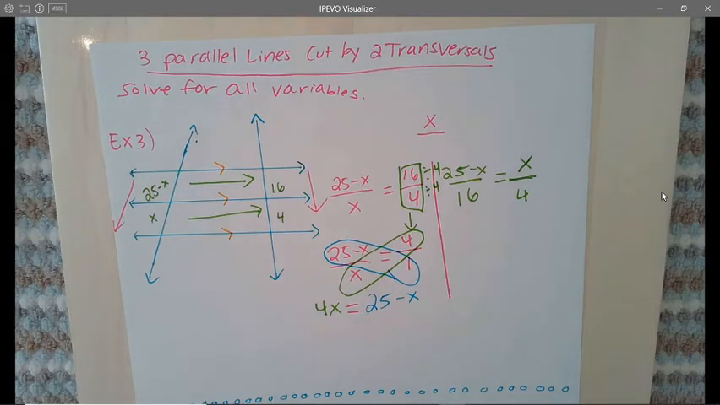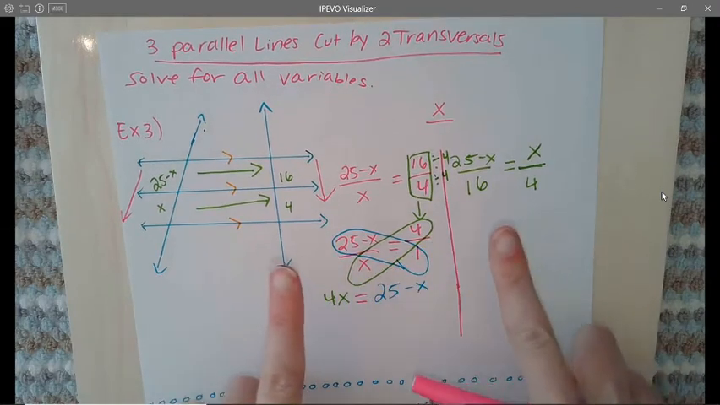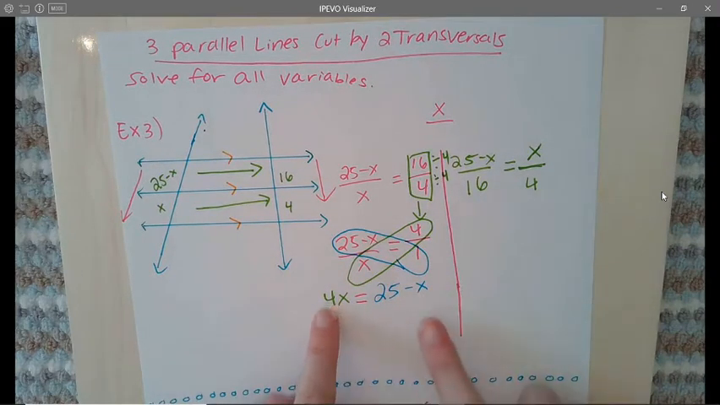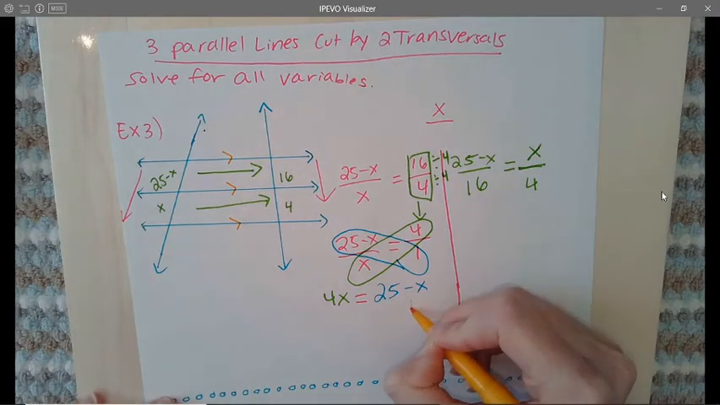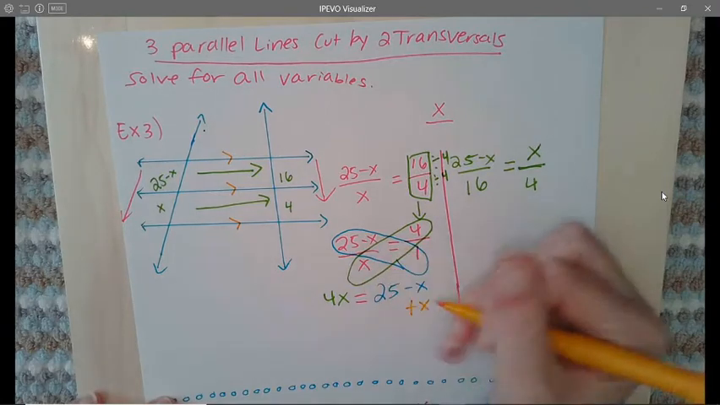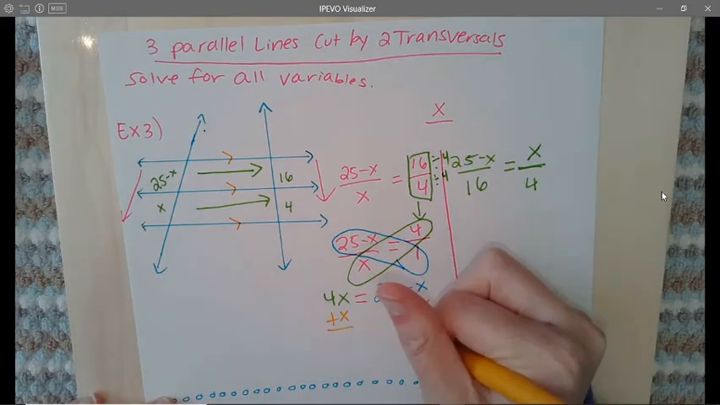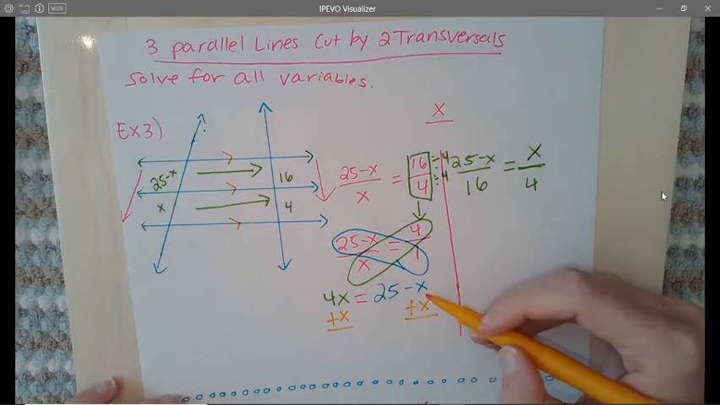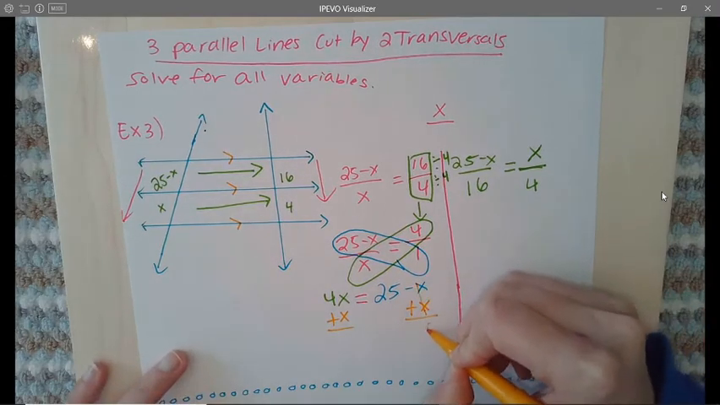So let's do it, you guys. Okay, so first, my x's are separated, so I must join together. I'm going to bring my negative x to the other side, which the way I bring negative x to the other side is by adding it on both sides. So I'm going to add x on both sides. Negative x plus x cancels and turns to 0.